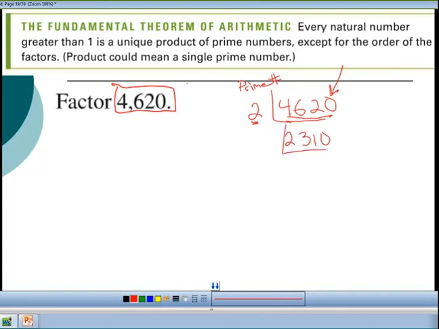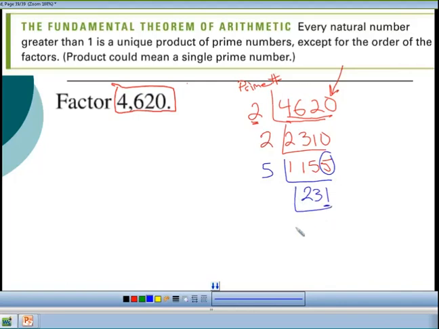And then, like I said, I like to be methodical and keep using the prime number 2 as much as possible. So I'm going to divide by 2 again and get 1,155. So now 2 will not be a factor again. I've gone as far as I can with 2. So now, because it's ending with a 5, I'm going to use 5. So I divide it by 5, and I get 231. And 5 is not going to be a factor again because this doesn't end in a 5 or 0.